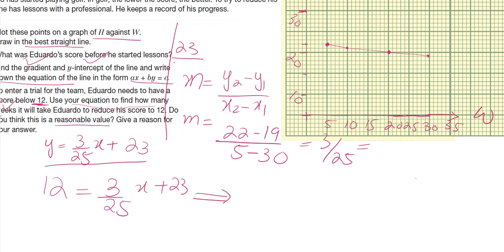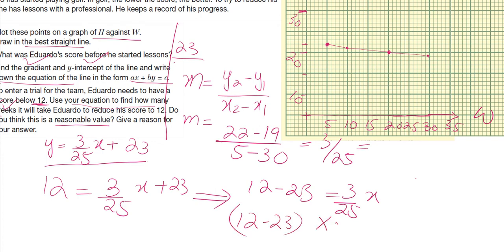Let's arrange the equation. Put your 23 on the other side. That would be 3 over 25 times x, and then 12 minus 23 times 25, and then you have to divide it by 3, and you are left with that. Okay, because that changes the fraction when you move 25 and 3 to the other side. Okay, that will all make up to 92 weeks, approximately 92 weeks. Okay, and that's a lot.